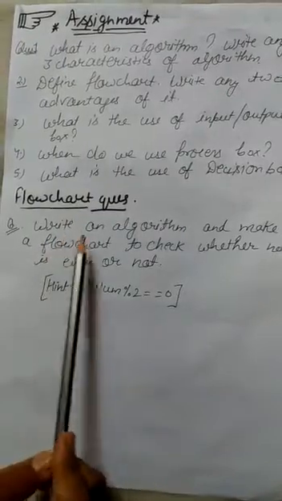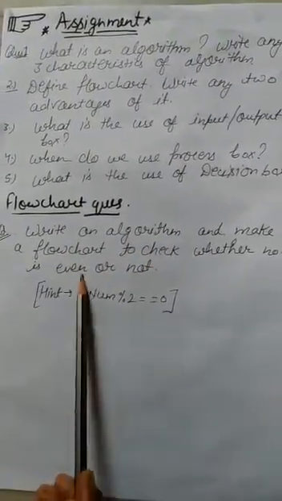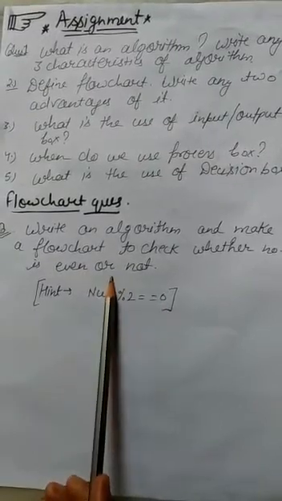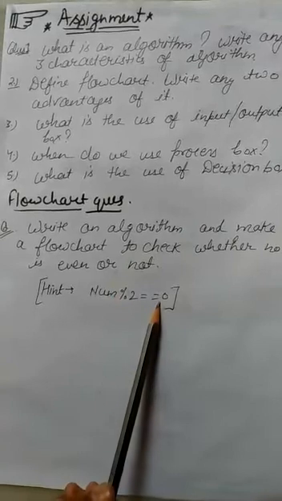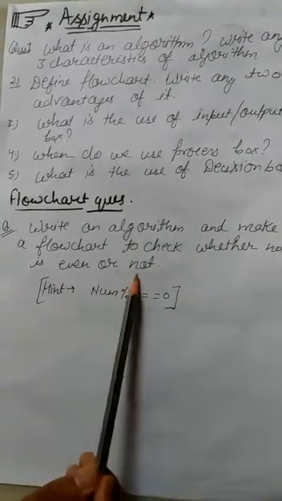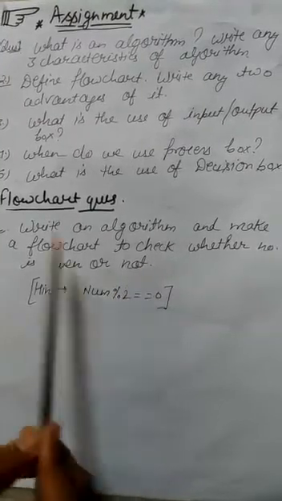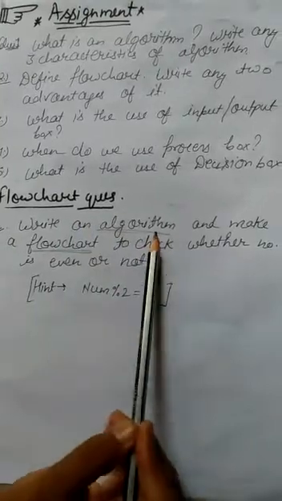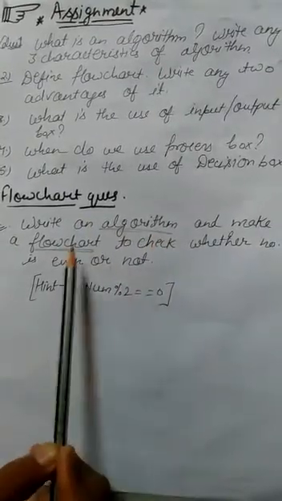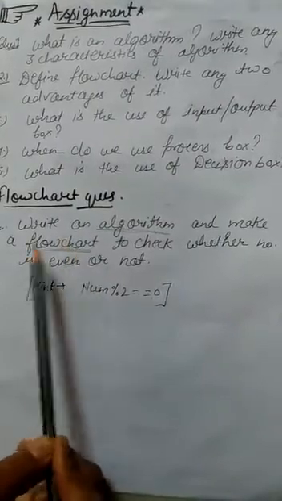See, the question is, write an algorithm and make the flowchart to check whether a number is even or odd. So what basically you used to do, you used to divide it. If the remainder equals 0, then the number will be even. If the remainder is not equal to 0, then the number is odd. So you have to write the algorithm as well as the flowchart of this. The algorithm you are going to write on the lining page, and the flowchart you have to draw with pencil on the white page in front of that.